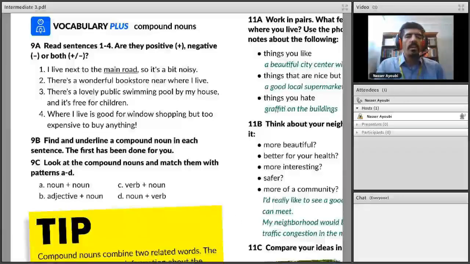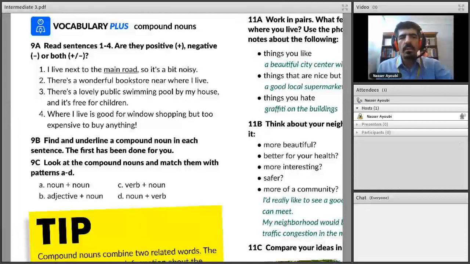Page 4. Vocabulary plus. Compound nouns. Compound nouns are the nouns that are formed by joining 2 or 3 words. Mostly there are 2 words that join to each other and make a compound noun. Part 9a. Read sentences 1 to 4. Are they positive, negative, or both?